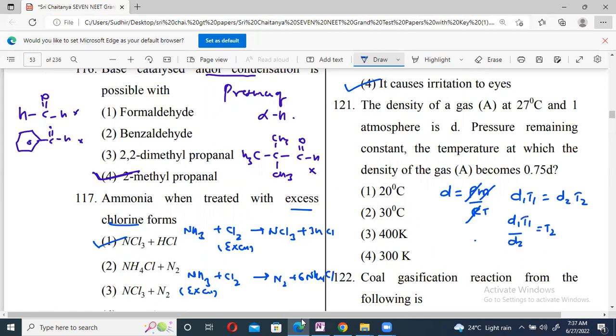What is the value of d1 we have? d1 is d. T1 is 27 degrees centigrade, becomes 300 Kelvin. By d2 is 0.75 d, equal to T2. d gets cancelled and I am getting now T2 equal to 300 by 0.75. You can solve, you'll get 400 Kelvin. Option 3 is correct.